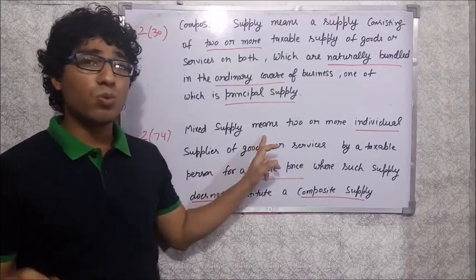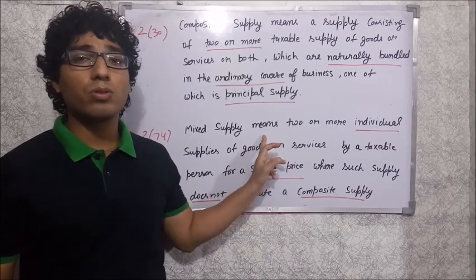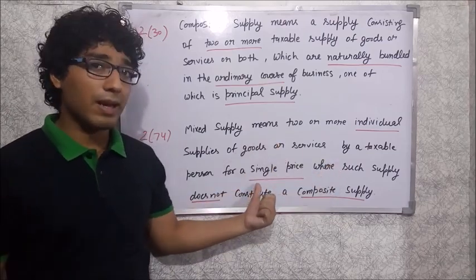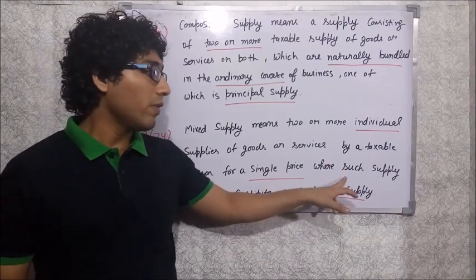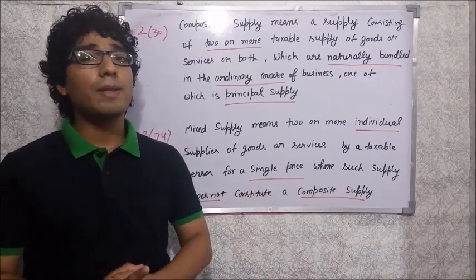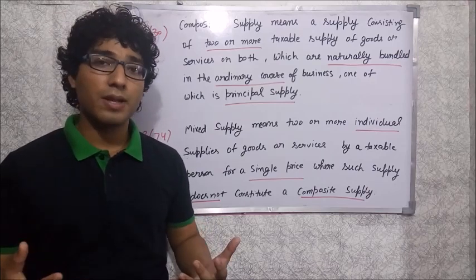So mixed supply means two or more individual supplies of goods or services by a taxable person for a single price, where such supply does not constitute a composite supply. So what will be an example of mixed supply?